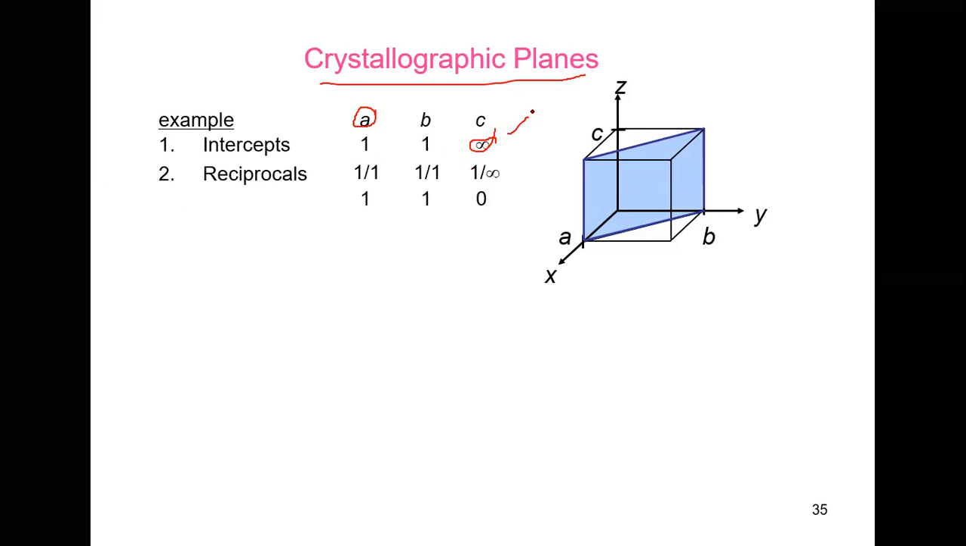The second task is reciprocal. So it will be 1 by 1, 1 by 1, 1 by infinity, and then convert them into integers. So 1 by 1 means 1, 1, 0. And there is no common factor. So you reduce, that will be 1, 1, 0. And then just put it in the first bracket. So this is the Miller indices of this plane.